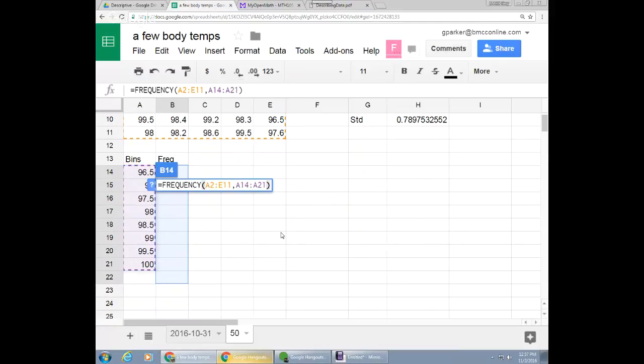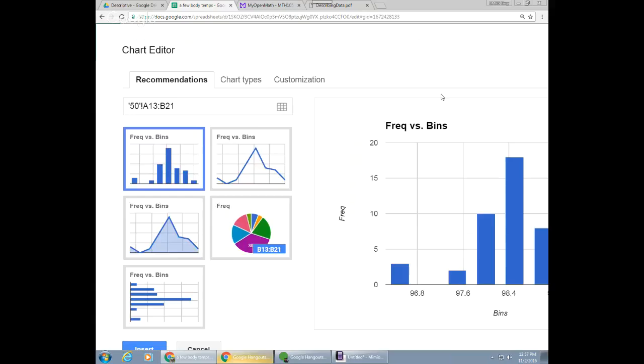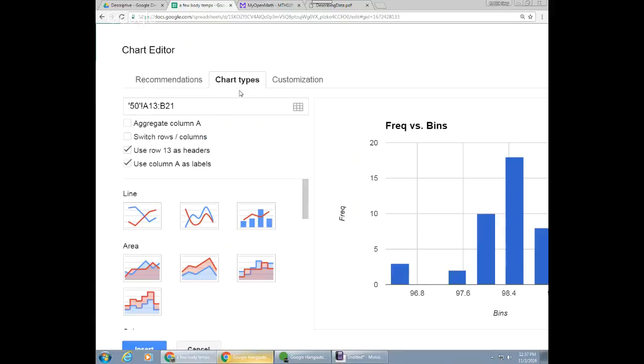In Sheets, what do I do next? That's in Excel, it's Control-Shift-Enter. In Sheets, it's just Enter. Okay, and so there's my stuff right there. Now, if I go to graph this right away, I have one problem. Let's see, chart types. I just want a bar chart.